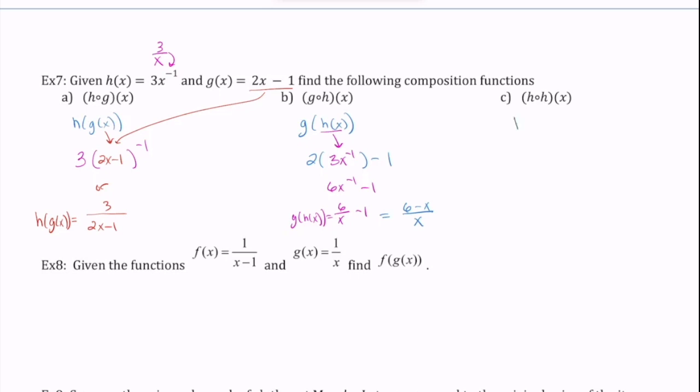So h of x. Okay, so you're embedding h of x into its own function. Cool. All right, so we'll start with h of x, which is 3x to negative 1. And I'm going to embed, again, h of x in there, which is 3x to negative 1. All right, so cool. So you can simplify this, and this, again, if you distribute the negative 1, you can get 3 to the negative 1, and then x to the first, right, if you distribute the 1.